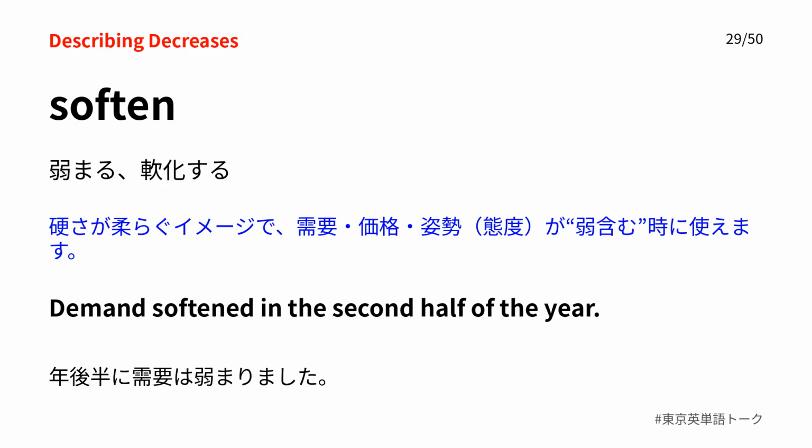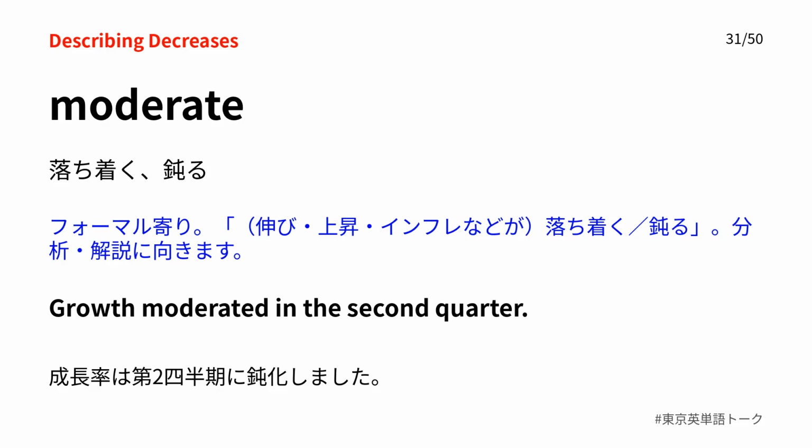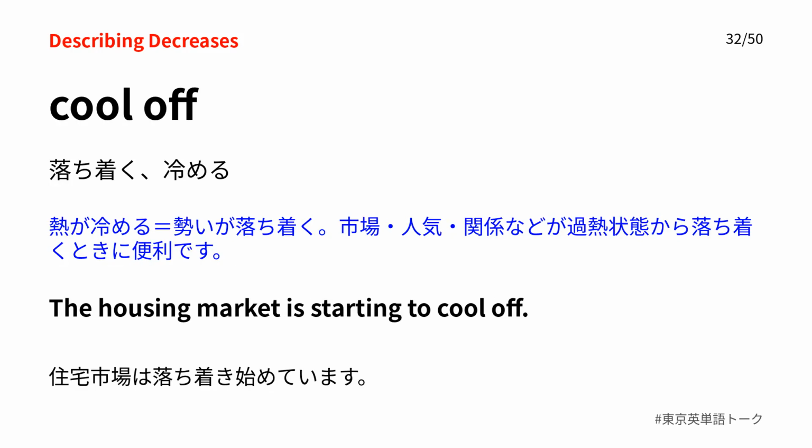Soften. Demand softened in the second half of the year. Weaken. The yen weakened against the dollar. Moderate. Growth moderated in the second quarter. Cool off. The housing market is starting to cool off.